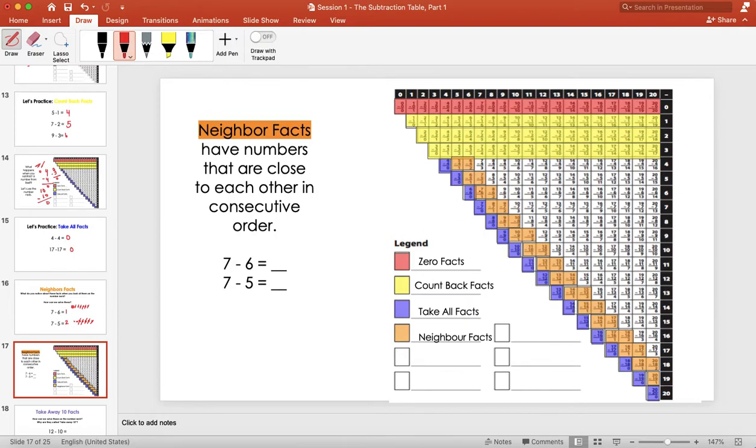Let's look at our neighbors facts right here. It says neighbors facts have numbers that are close to each other and in consecutive order. So 7 minus 6 is 1. 7 minus 5 is 2. Let's see, 7 minus 4 equals 3.